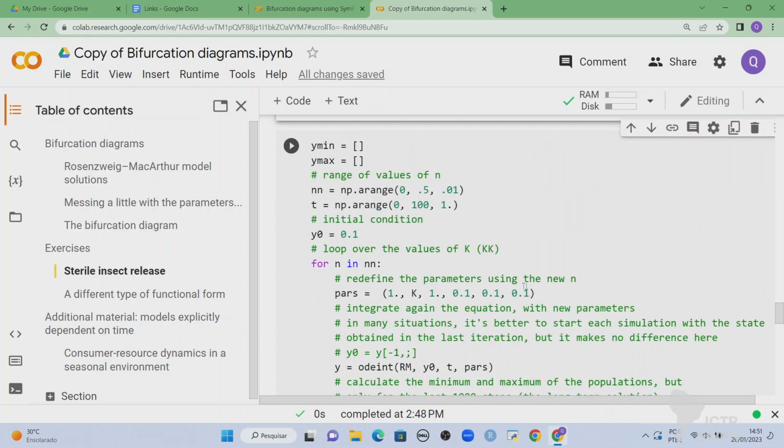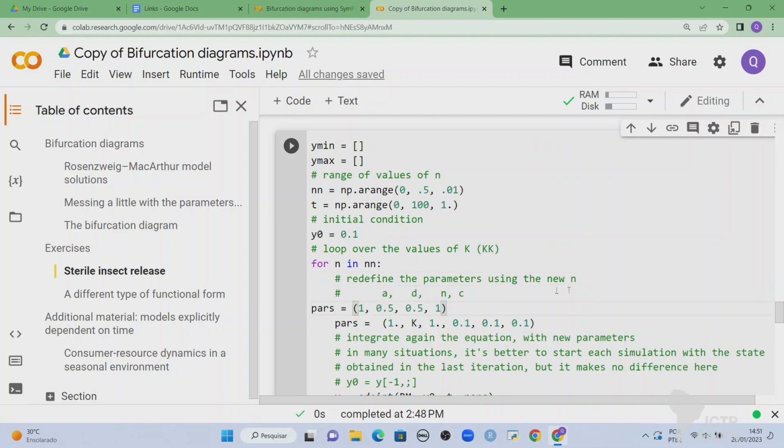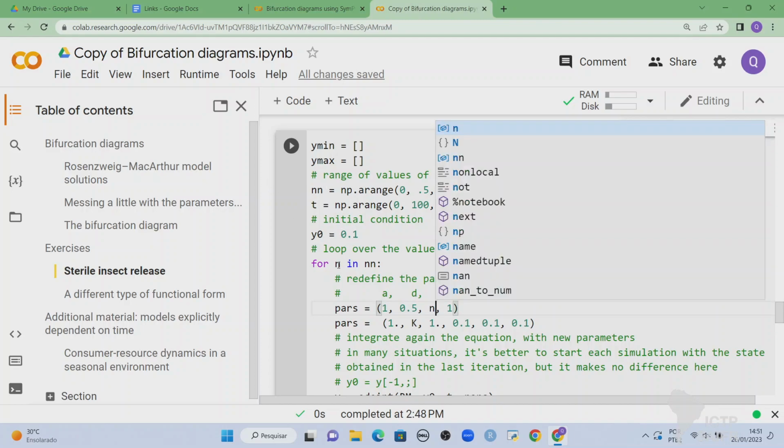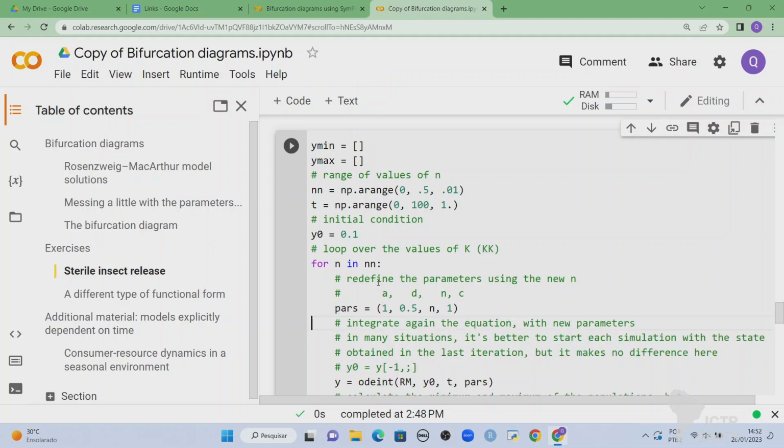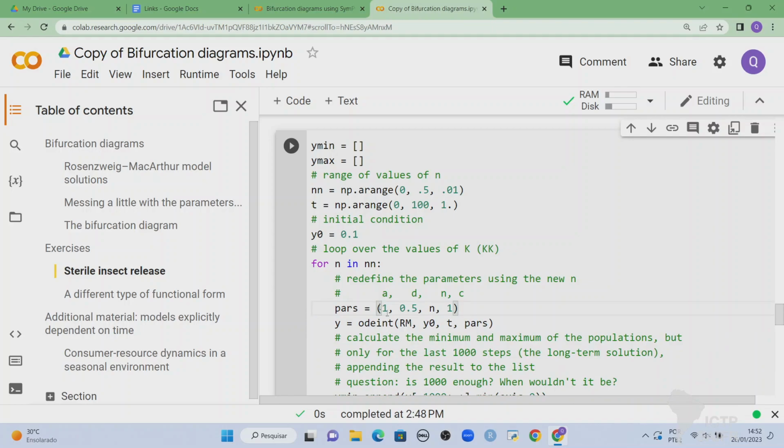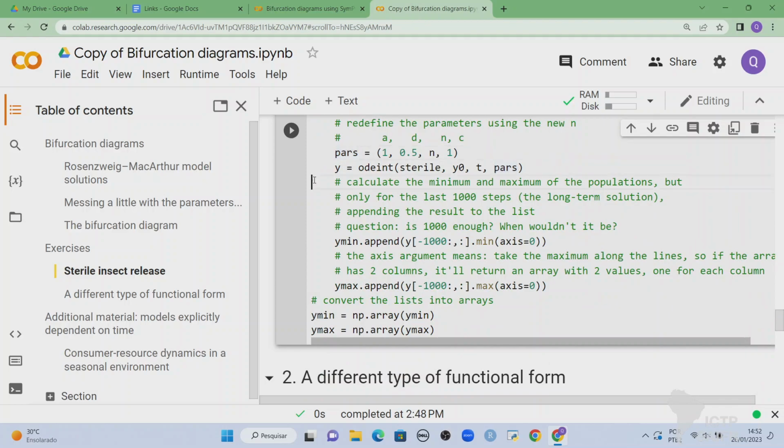So I put it here. And now the difference is that the m value here is not half anymore. It's going to be the m of the loop, for small m in this array over here. I delete the old one. And then this is just the integration. I just integrate this equation, the sterile equation, with y0, time, and the parameters here.